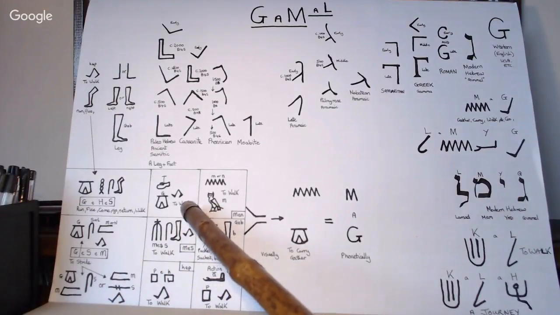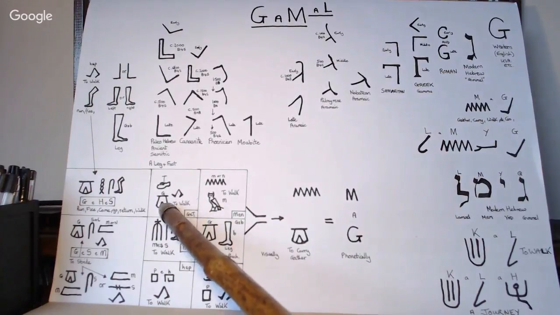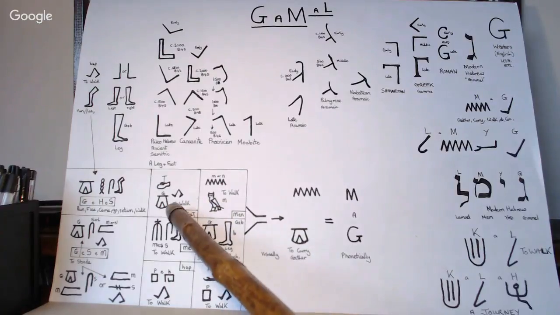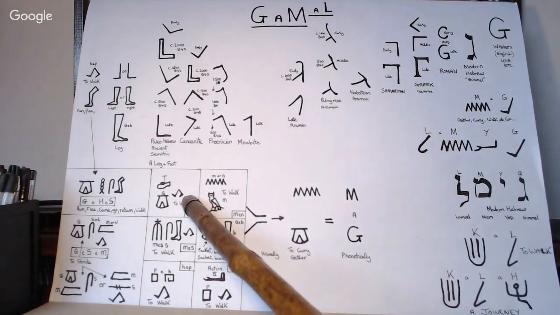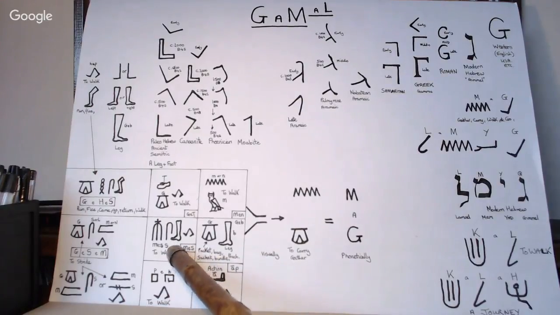Then we have get, which is the pouch again, which means to carry things. You know, you put things in a bag so you've got your hands free to walk. There's the hand, and there's the leg symbol again, the hip, which means to walk. This one next to it, down here, is mess, which also means to walk.